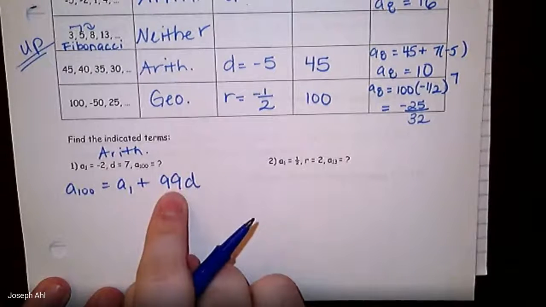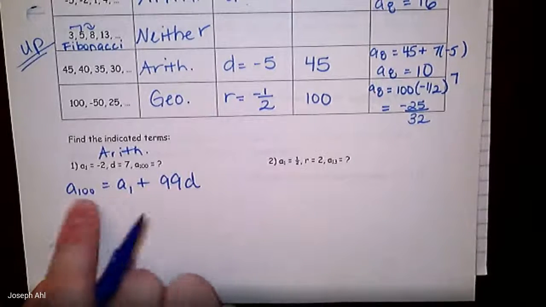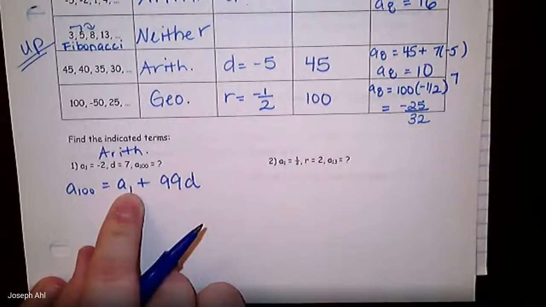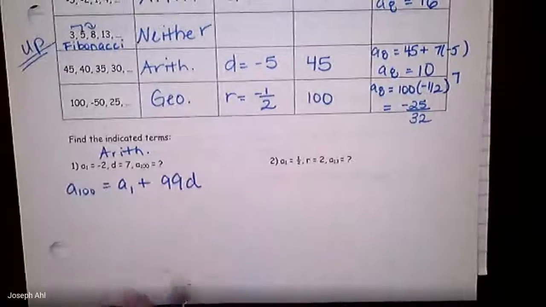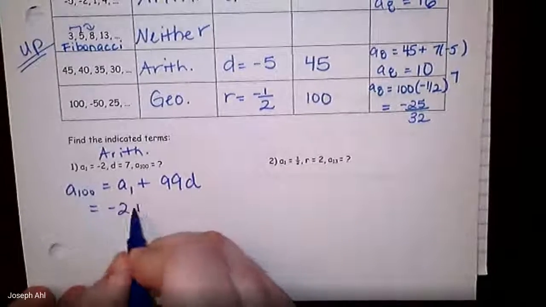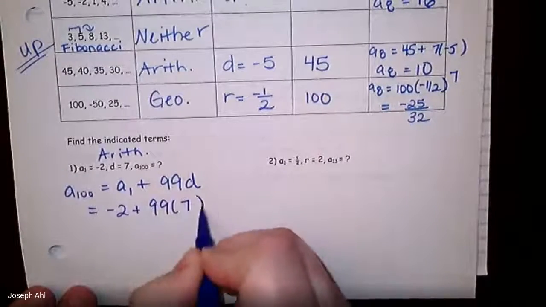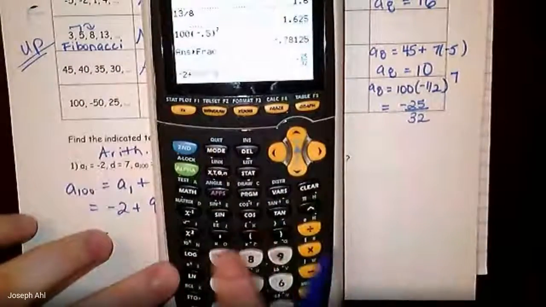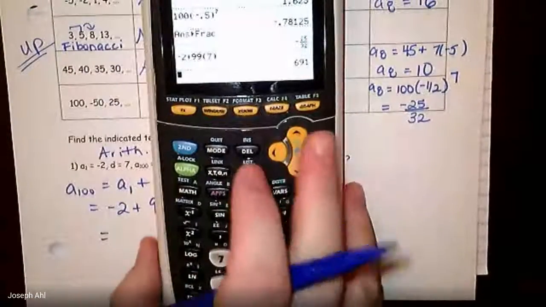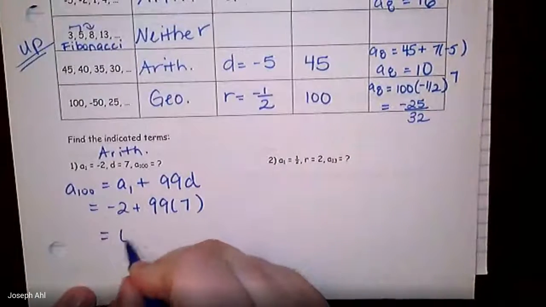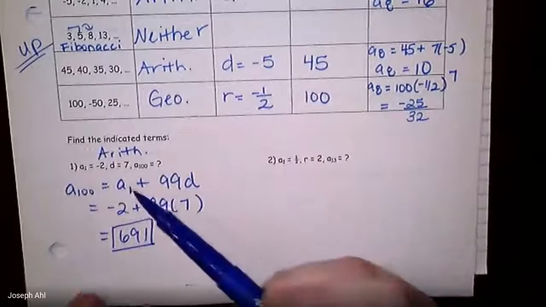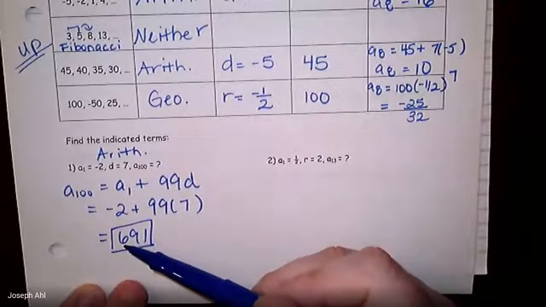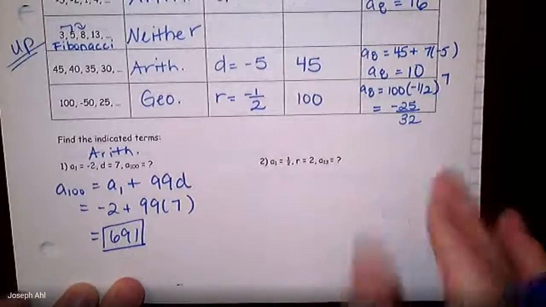Remember, this number next to D is always the difference in the term numbers that you're working with. 100 minus 1 is 99. So we know that A1 is -2. We know that the common difference is 7. So typing that into the calc, -2 plus 99 times 7 is 691. It would take me forever to keep adding 7 to get there, so you can see the advantage to developing this arithmetic sequence pattern.